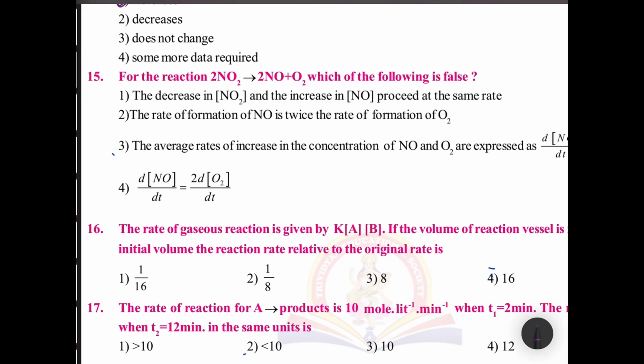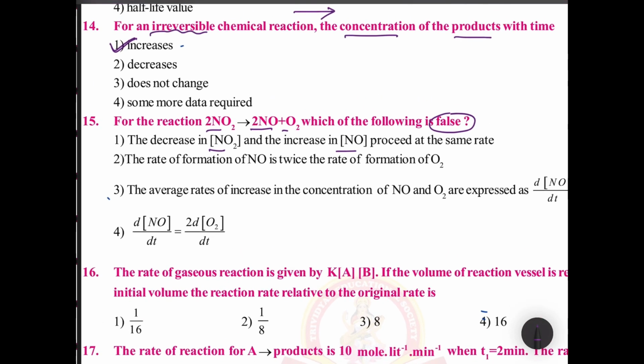For the reaction 2NO2 gives rise to 2NO plus O2, which of the following is false? The decrease in NO2 and the increase in NO proceed with the same rate. How do you write this expression? See, minus 1 by 2 dNO2 by dt is equal to 1 by 2 dNO by dt is equal to dO2 by dt. So both are the same, right? Correct. So this statement is right.